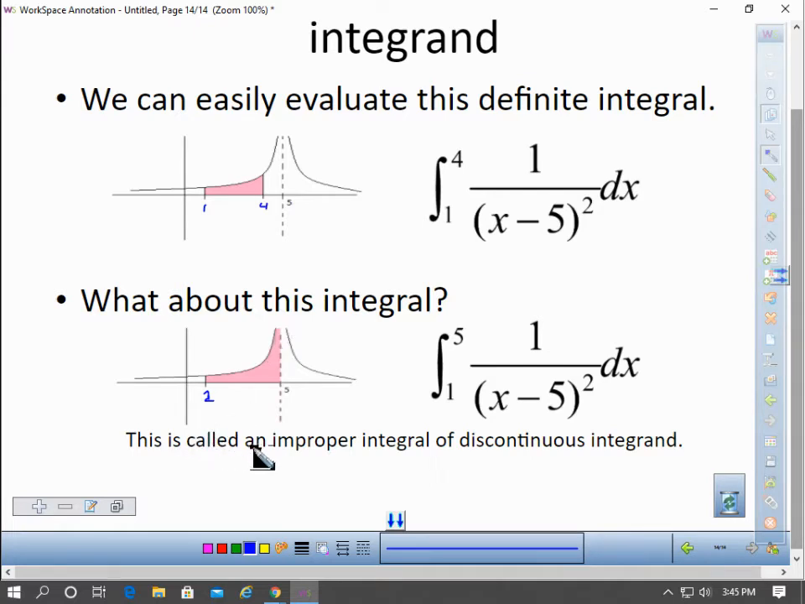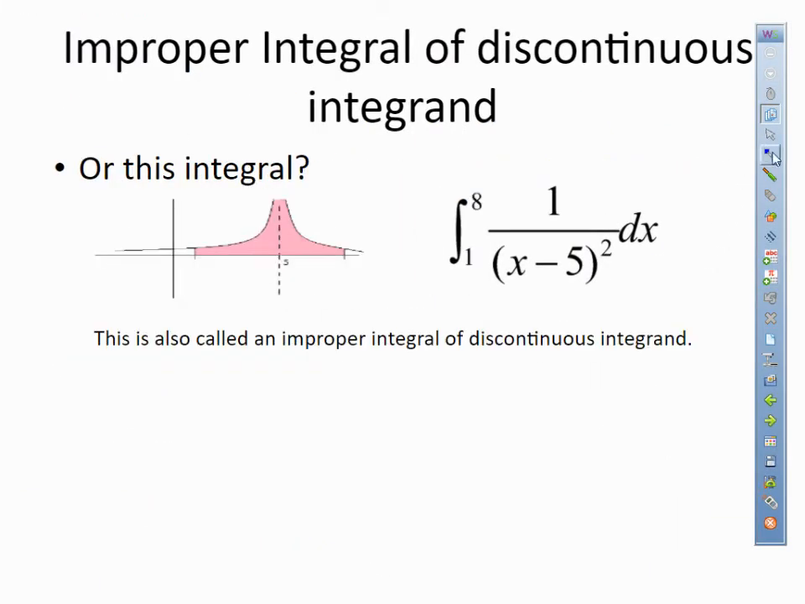Okay, so this is called an improper integral of a discontinuous integrand. So we have a problem where we're discontinuous. We don't have continuity at 5 because there's an asymptote. All right, so that's the first type of issue we could have. We could also have this issue.